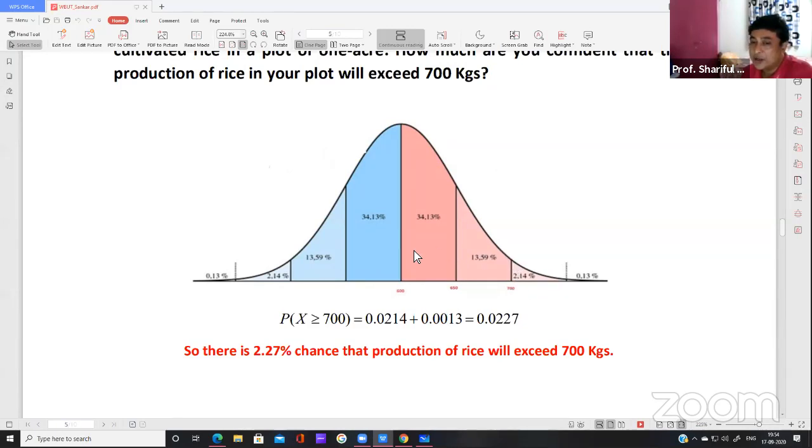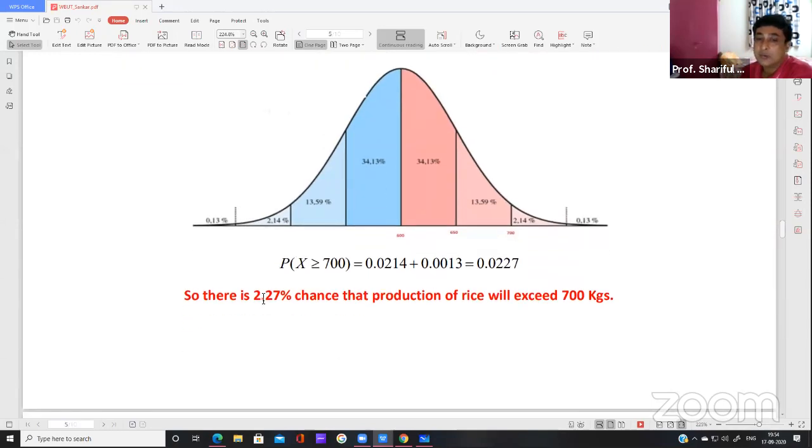So up to this point, what is the probability it will cover? The probability of x greater than or equal to 700 means only this area and this area. And what is that chance? 2.17% plus 0.17%. So that chance is this. So how confident are you? What is the chance? There is a 2.27% chance that the production of rice in that particular plot will exceed 700 kgs. Okay, now this kind of prediction you can apply everywhere.